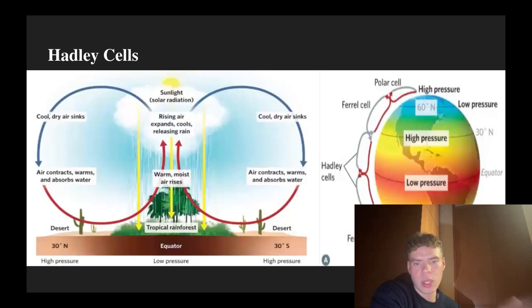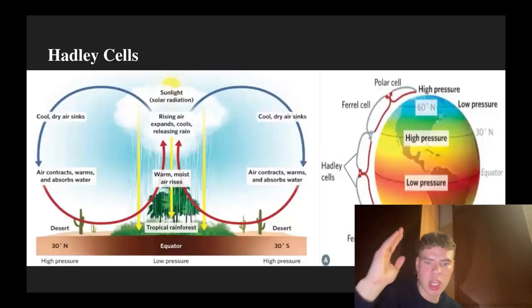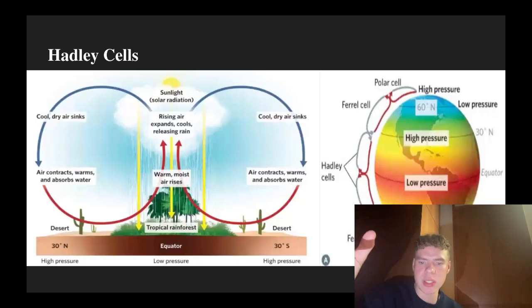So if you look at this picture on the right, we have different cells of the earth. You have the Hadley cell, you have the Ferrel cell, you have the polar cell. Another thing that's interesting is Antarctica in and of itself is basically just a desert because it gets no precipitation whatsoever. Just a cold desert. More like a tundra, basically. But that's how Hadley cells work.